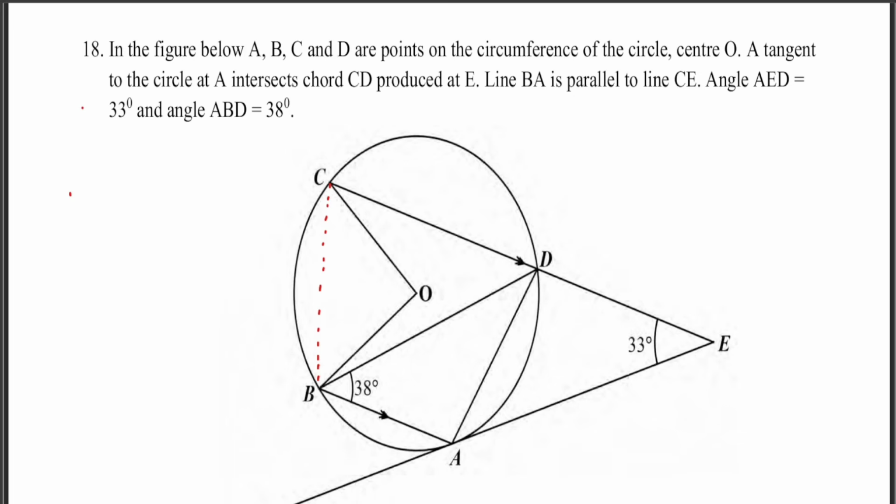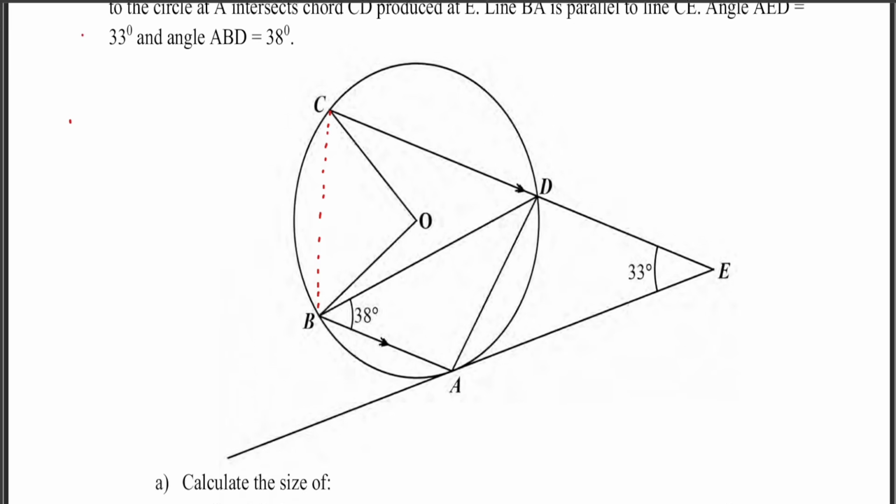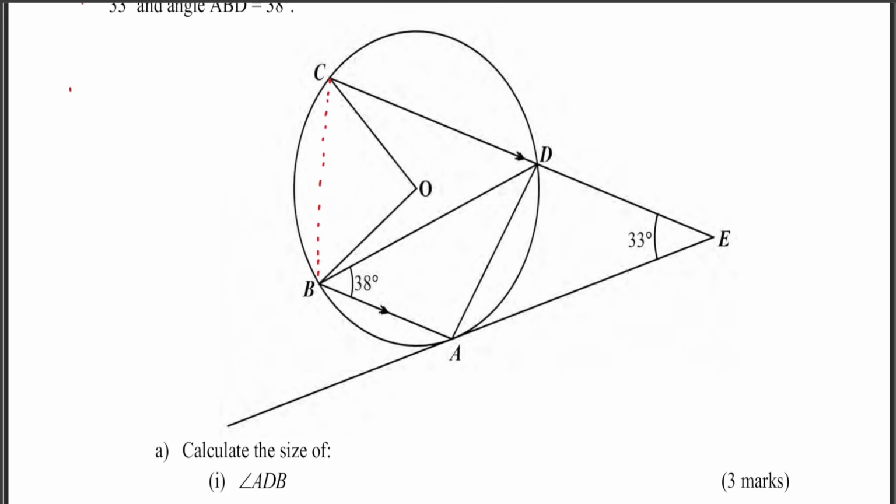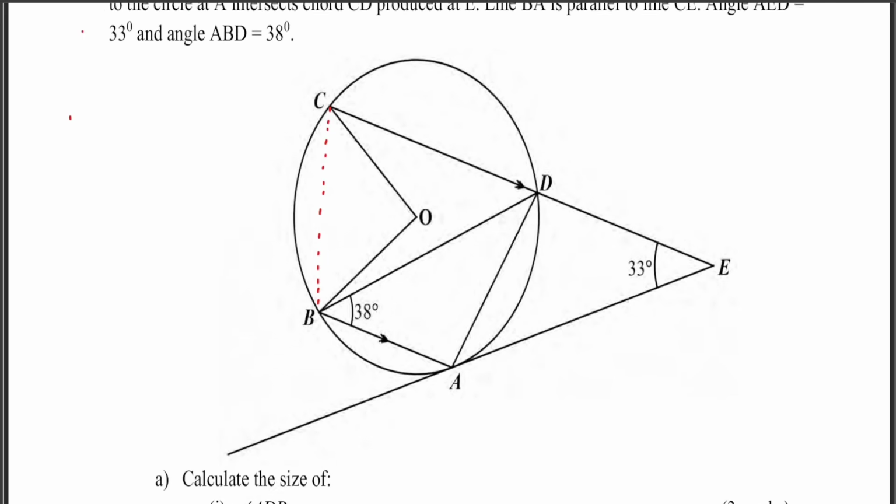So the first question is asking that in the figure below, A, B, C, and D are points on the circumference of the circle center O. A tangent to the circle at A intersects chord CD produced at E. Line BA is parallel to line CE. Angle AED is equal to 33 degrees, and we've been told that angle ABD equals 38 degrees. And as you see in the diagram, it confirms whatever statement we are saying.